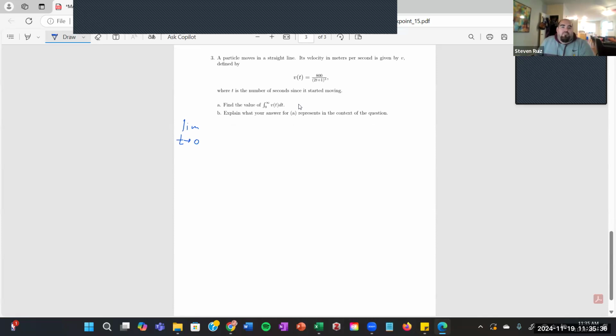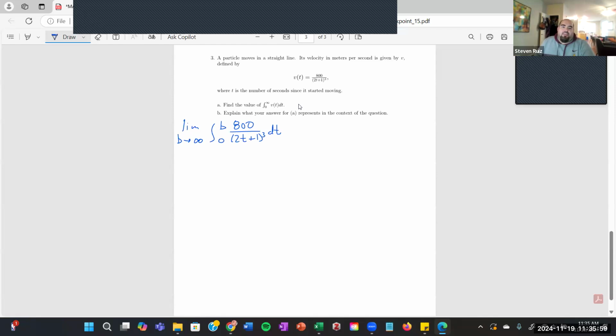So the integral from... I broke my rule again. Just use b. I don't want the same symbol to be doing 2 different jobs. So the limit as b goes to infinity of this integral from 0 to b of 800 over (2t plus 1) to the third dt.